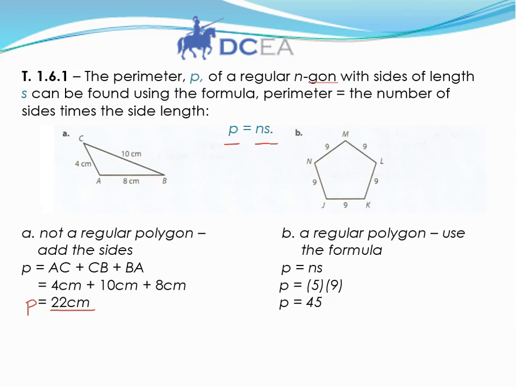In a regular polygon, we can use the formula. All of the side lengths are 9. So our formula is P equals NS. P equals the number of sides, which is 5, times the length of the side, which is 9. 5 times 9 is 45.